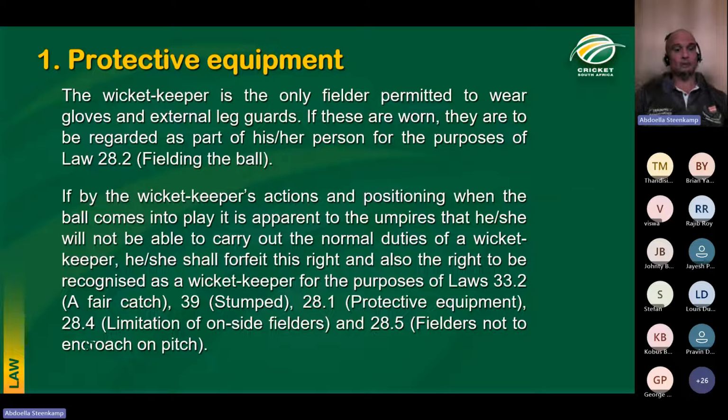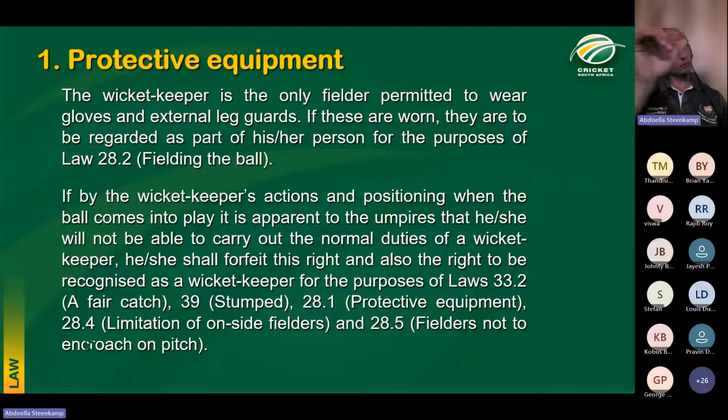Now it is obvious that because of the keeper's positioning, this keeper is technically not a keeper anymore, and the law does not recognize this as a wicket keeper anymore, because the keeper needs to stand in the normal keeping position for that particular bowler. So if the keeper, in my example, is on the boundary for this medium pace bowler, the keeper forfeits his or her right to be seen as a wicket keeper. What does that mean? The keeper is now not allowed to wear those gloves and those external leg guards anymore for the purpose of either taking a catch or fielding the ball.